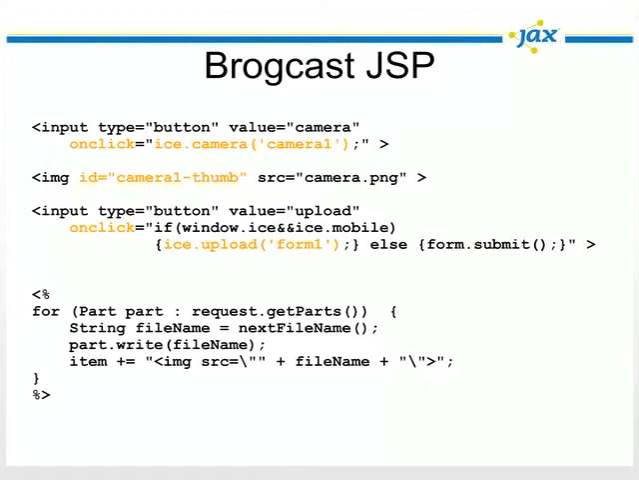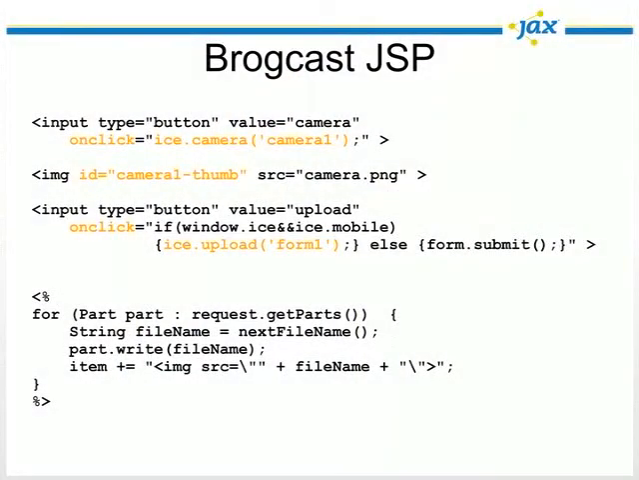It's quite simple. We add an on-click handler. We have a thumbnail that has an ID that matches the camera component. We have an on-click on the upload button that detects if it's in a mobile environment, in which case it calls ice.upload. Otherwise, it just submits the form. So this is portable between the regular desktop browser or the enhanced container on the mobile device that has native capabilities.